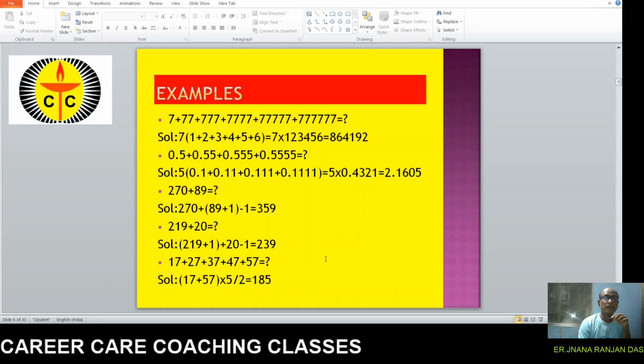And you can take 5 divided by 2, multiplied with the sum of first number and last number. So the answer will be 185.